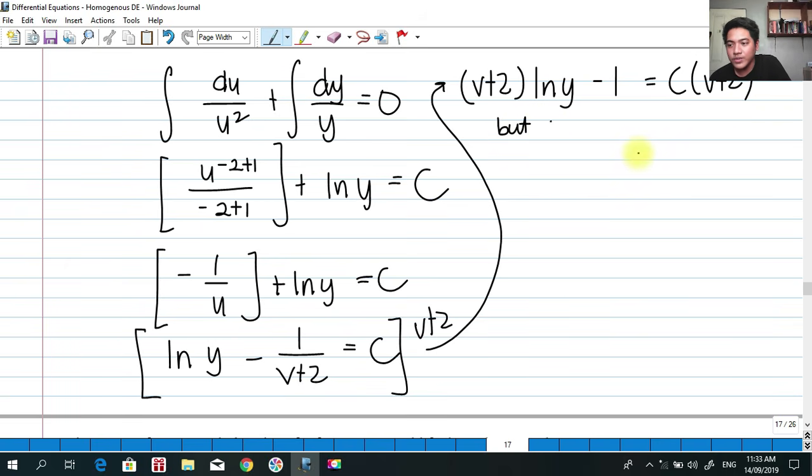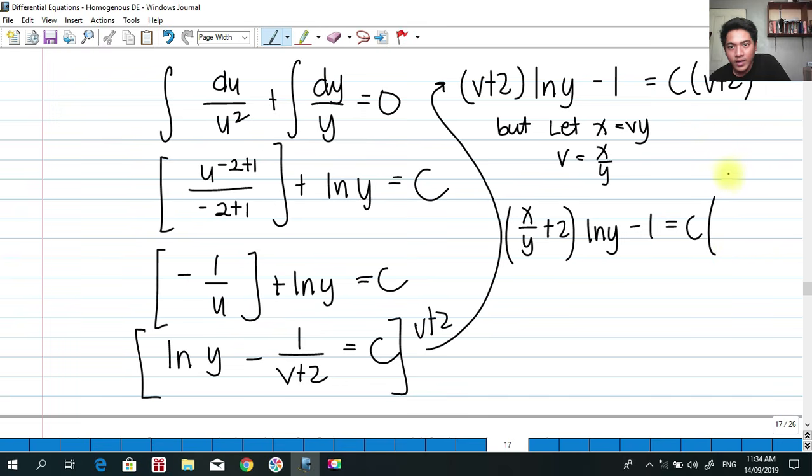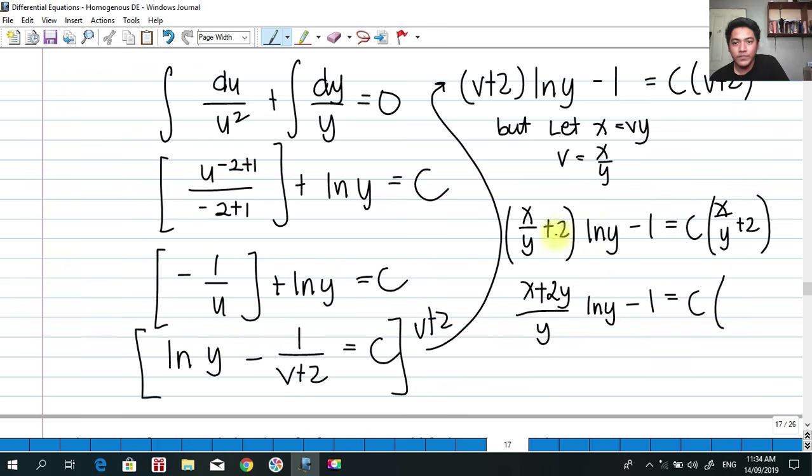But again, in our substitution, we let x equal vy. So v now is equal to x over y. If we substitute back, we have x over y plus 2, ln of y minus 1 is equal to c, x over y plus 2 here. Simplifying, we have x plus 2y over y, ln of y minus 1 is equal to c. Still the same. So we have x plus 2y over y.